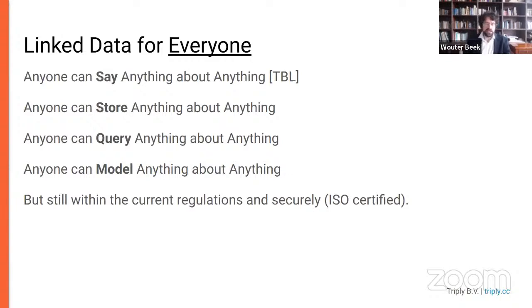So large corporations, governmental institutes, cultural heritage organizations, of course, but also linked data professionals, individuals, students, hobbyists, everybody. So from one person to organizations with thousands of employees. Of course, AAA is really inclusive, but everything should be within current regulations, also considering privacy regulations, which are quite strict in the EU, probably for good reason, and also very secure. So also according to the latest certification standards.